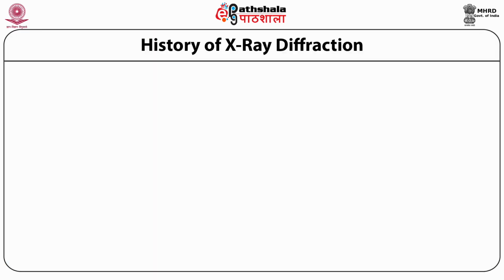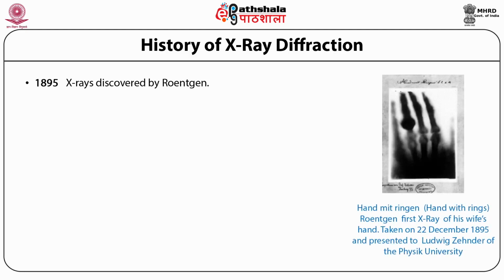Now we will have a look at the history of this technique. German physicist Wilhelm Röntgen is known as the discoverer of X-rays. His discovery dates to 1895, because he was the first to systematically study X-rays. He is also the one who gave them the name X-rays. The image on the slide is the first X-ray image of Röntgen's wife's hand. He took it on 22nd December 1895 and presented it to Ludwig Zehnder of the Physik University.